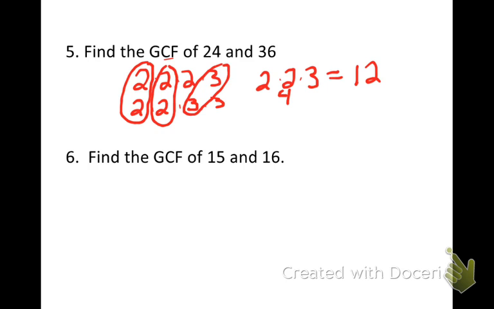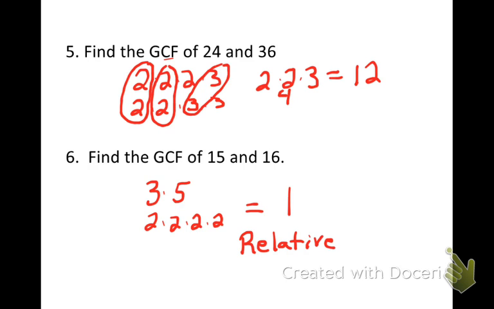Prime factorization of 15 is 3 times 5, and 16 is 2 times 2 times 2 times 2. What do they have in common? Well, nothing to circle, but what does everything have in common? 1. So here the greatest common factor is 1, and this has a special name, relatively prime. So relatively prime is when the GCF is 1.